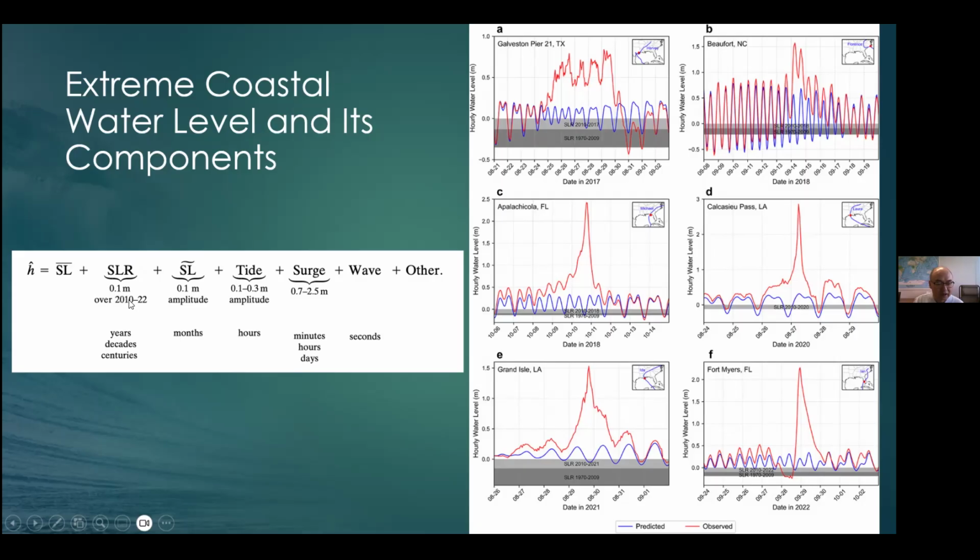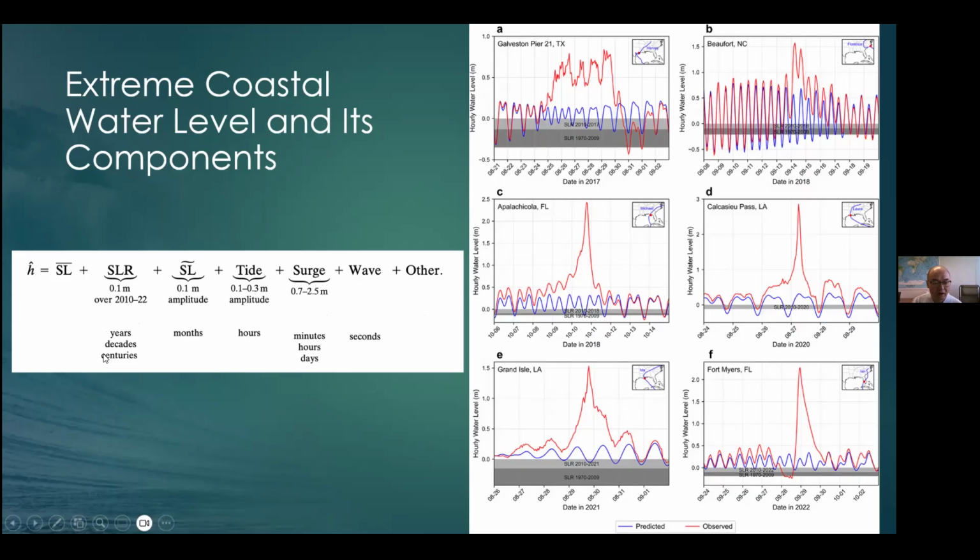So the sea level rise acceleration caused about a 0.1 meter sea level rise on the southeast and the Gulf Coast. And so this magnitude is comparable to the tidal cycle because along the Gulf Coast, the tidal range is relatively small compared to the East Coast. So the largest term is the storm surge. So for these six storms, you can see the surge can reach 0.7 to 2.5 meters. So this is the largest term.